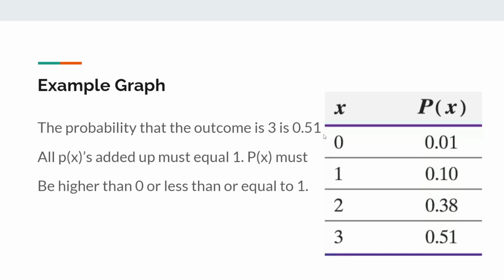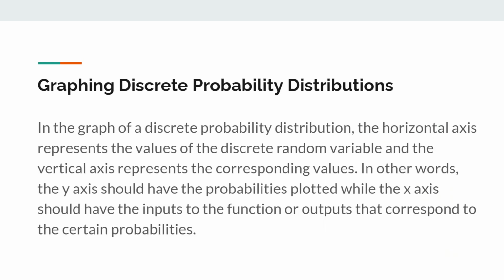So let's say we flip a coin 6 times. We might get 3 heads 51% of the time, 2 heads 0.38 or 38% of the time, and as we know, all the probabilities must add up to 1, and each probability must be higher than 0 or less than or equal to 1. If they're 0, then you don't count them in the probability distribution.